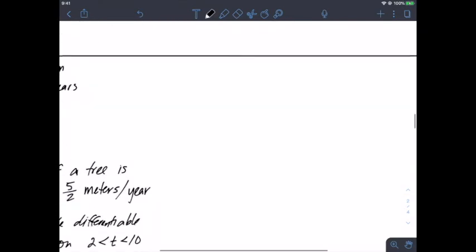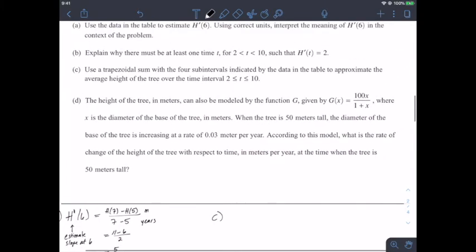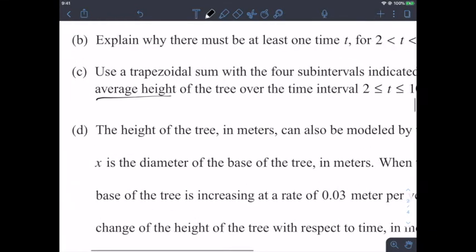Part C. Using a trapezoidal sum with the 4 subintervals indicated by the data in the table, approximate the average height of the tree over the time interval 2 to 10. So average height, that's just an average value. Because the height is the h function, that's a value. Okay, so the values here are the heights of the tree. So what we need to do is figure out the average value of the tree.